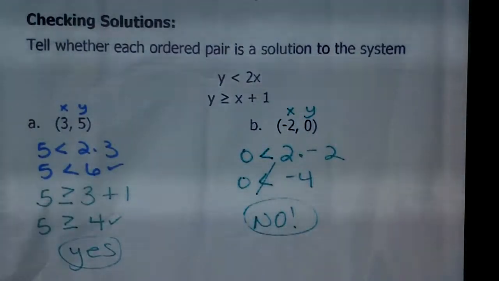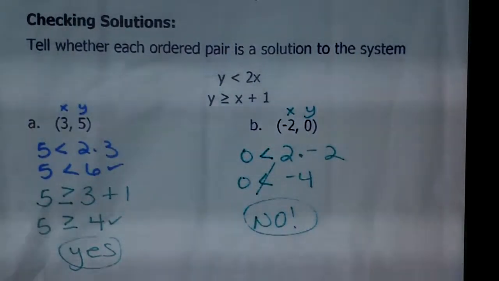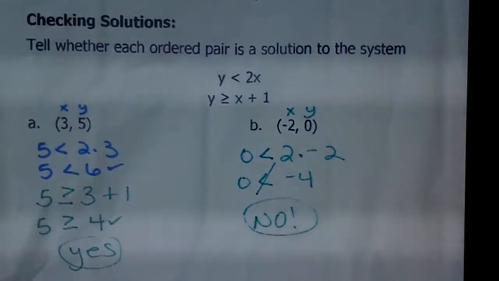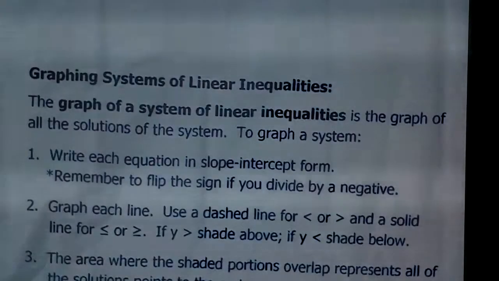So that's how you can tell if your answers are correct. You plug them back in. If it makes all the inequalities true, then it's a true solution to it. If it's not, even just one of them, if it doesn't work for one of them, it means it's not a solution.